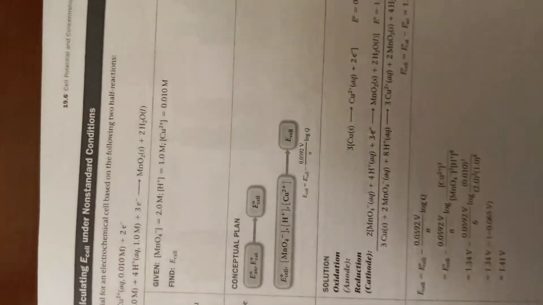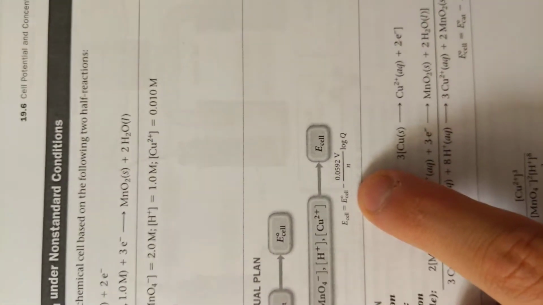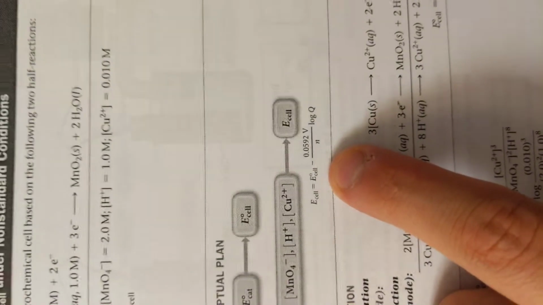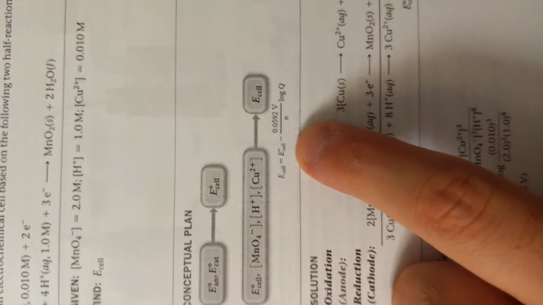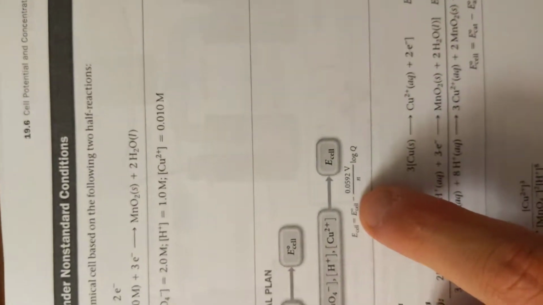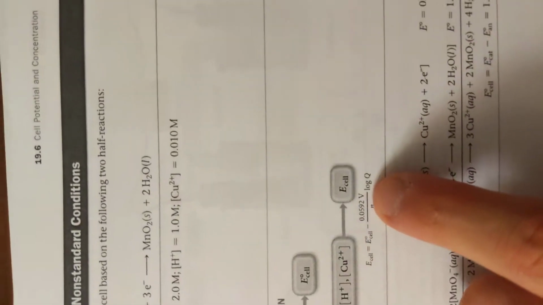Now, a couple of things to keep in mind with this equation. Ecell standard you will get from given values. It's kind of like a products minus reactants kind of business, except it's going to be E of the reduction minus E of the oxidation, which ends up being E at the cathode minus E at the anode.